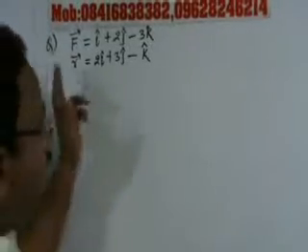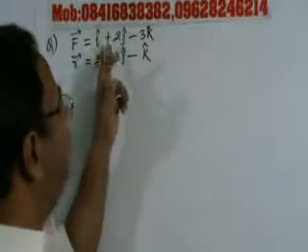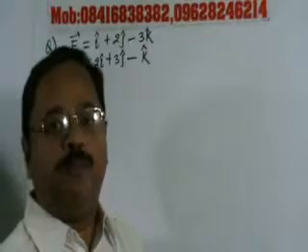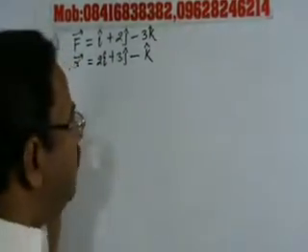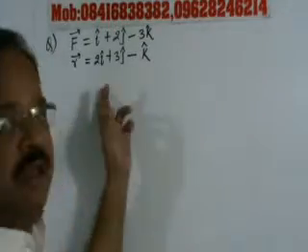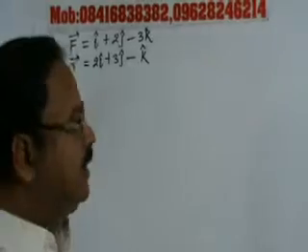Now in this problem, you have to find the torque of a force F given by i cap plus 2j cap minus 3k cap about a point O. The position vector of the point of application of the force about O is vector R, given as 2i cap plus 3j cap minus k cap, right? So you have to find the torque.